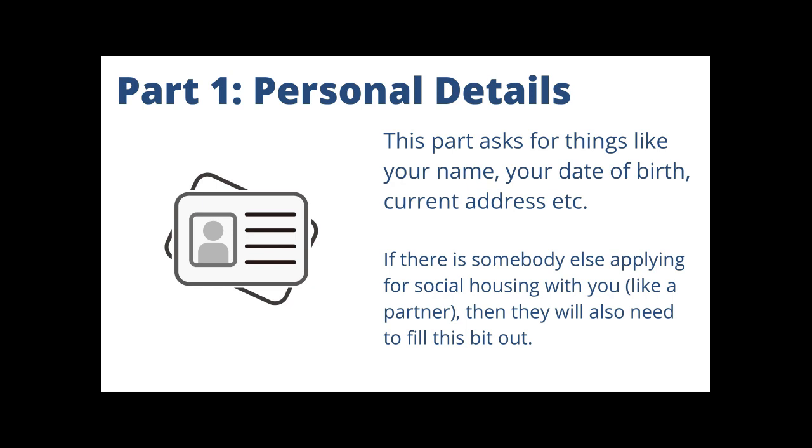So, let's get started with Part 1. Part 1 is for personal details. This part asks you for things like your name, your date of birth, and your current address. If there is someone else applying for social housing supports with you, like a partner for example, then they will also have to fill this bit out.